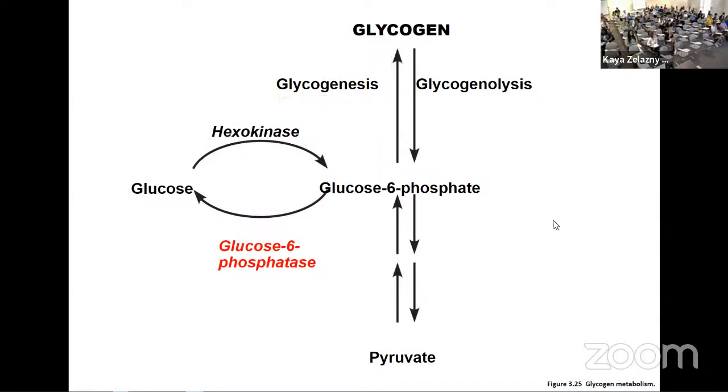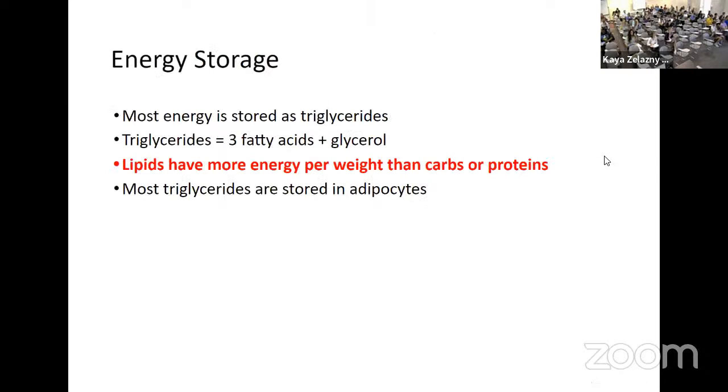So this is a kind of save-for-later sort of topic. Right now, we just want to know glycogen is our storage molecule. We can break it down. We need that enzyme to do it. Now, most of your energy that you're storing is not in the form of glycogen. So the glycogen is just in those two specific places.